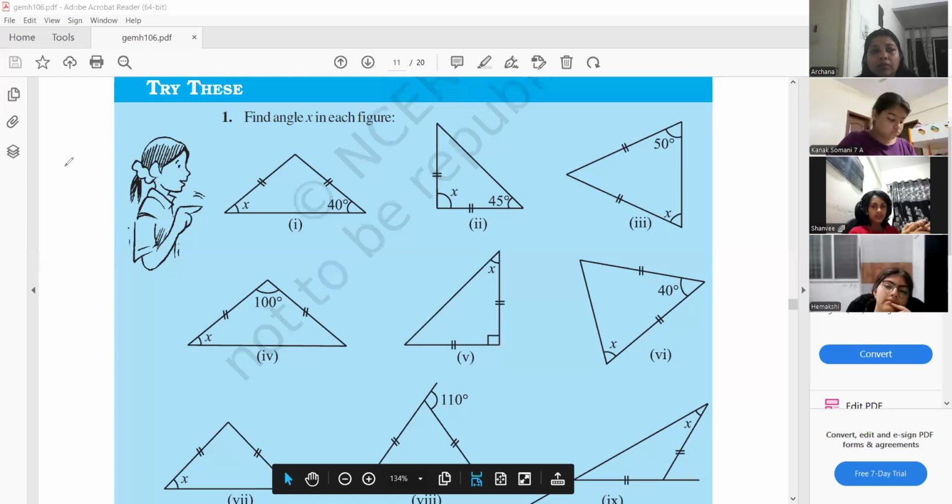Okay. So now we are going to solve Try these. All right. Now here, what is the most important thing we are going to focus on are the symbols. Where these symbols are given. This indicates that these two sides are equal in length. All right. So let us quickly start. What is the length here?